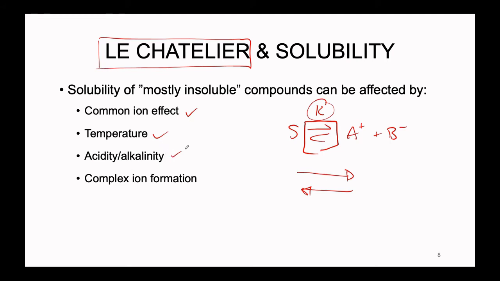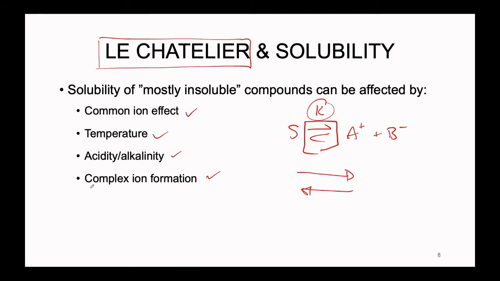Acidity and alkalinity: as long as you know what an acid and a base is, that's the total amount of information that we need to be able to have this conversation. So we're not going to be tying in any type of weak acid base pH calculation here. It's just a simple, if you add acid or base, you can predict a shift in the reaction's solubility. Last but not least, complex ion formation.